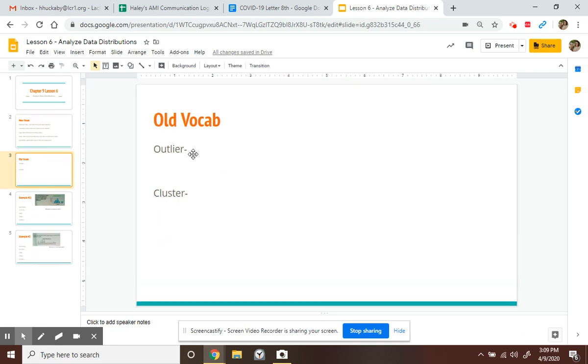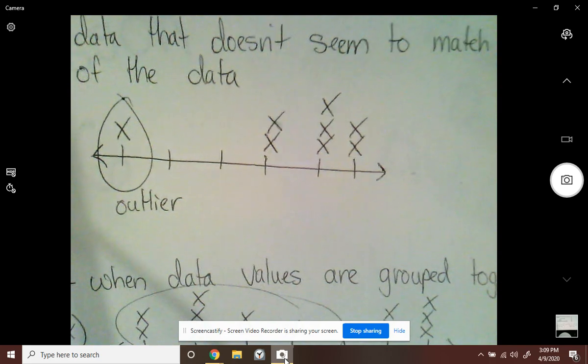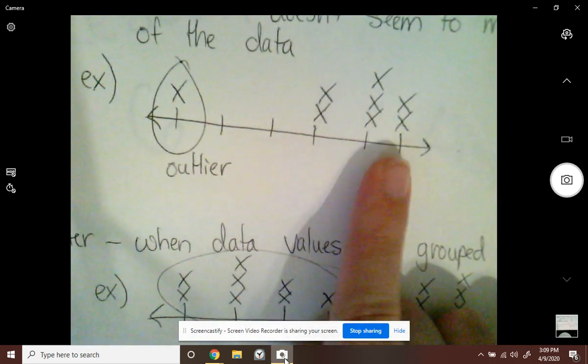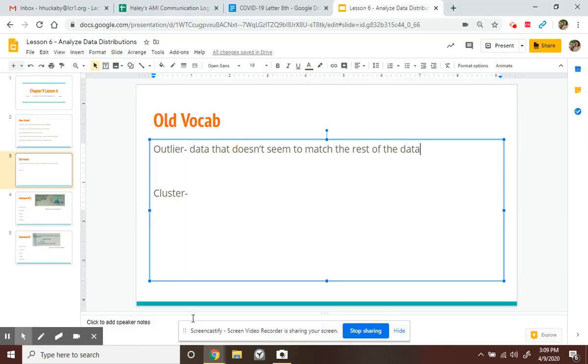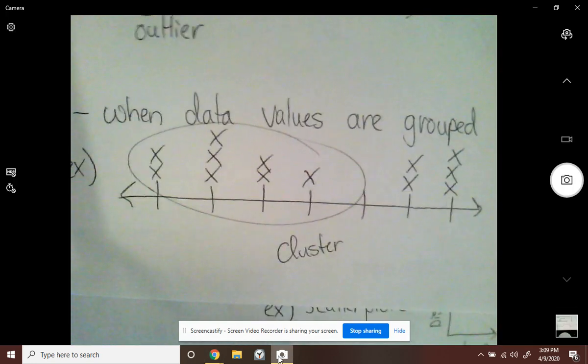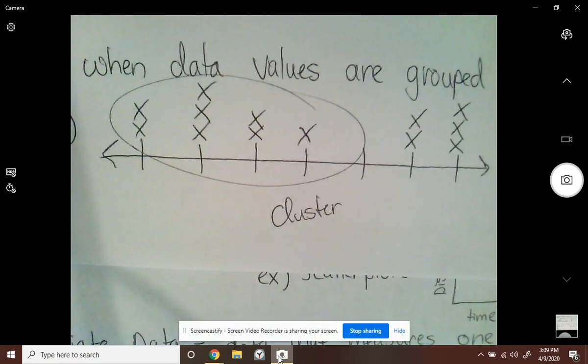So we do have a little bit of old vocabulary to go over. If you guys remember an outlier, that is data that doesn't seem to match the rest of the data. An example of that would be this. You have all of your x's over here, so that one would be the outlier because it does not match the rest of it. All right, and then a cluster is when data values are grouped together. So an example of that would be here. You got some over here, but the majority are all clustered together right here. So that would be considered a cluster.